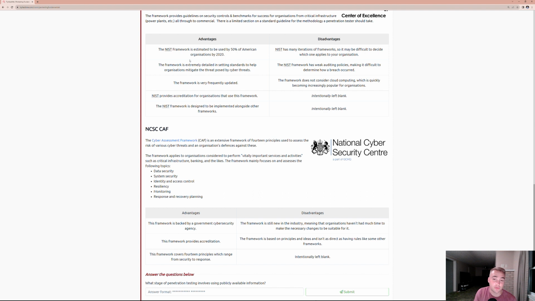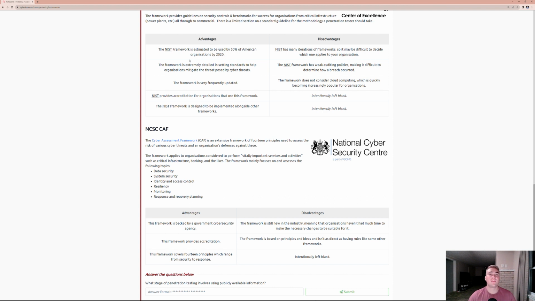The framework is frequently updated. NIST provides accreditation for organizations that use this framework. The NIST framework is designed to be implemented alongside other frameworks. So the disadvantages is that NIST has many iterations of frameworks, so it may be difficult to decide which one applies to your organization. The NIST framework has weak auditing policies, making it difficult to determine how a breach occurred. The framework does not consider cloud computing, which is becoming increasingly popular for organizations.